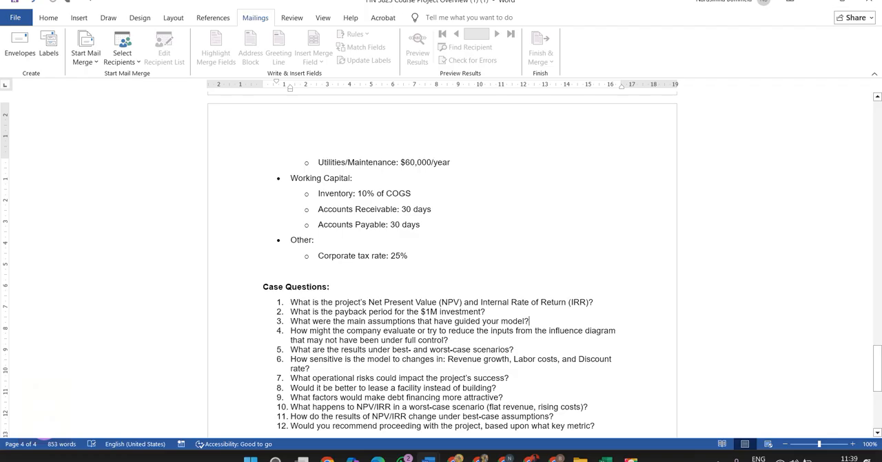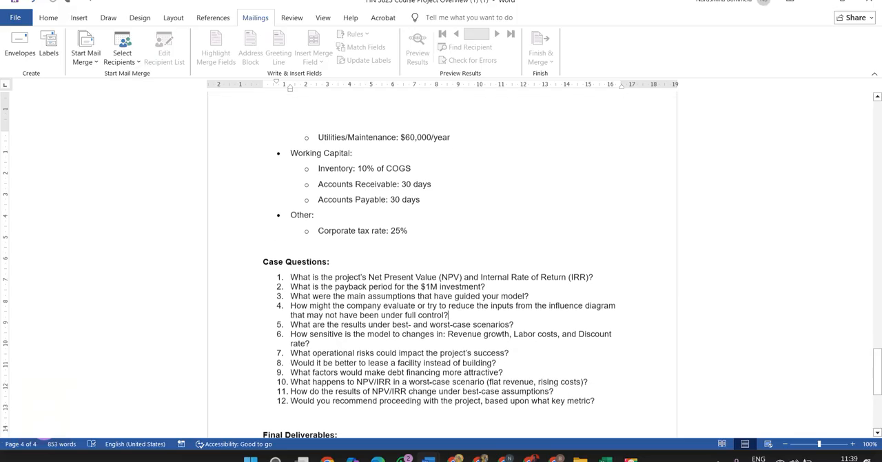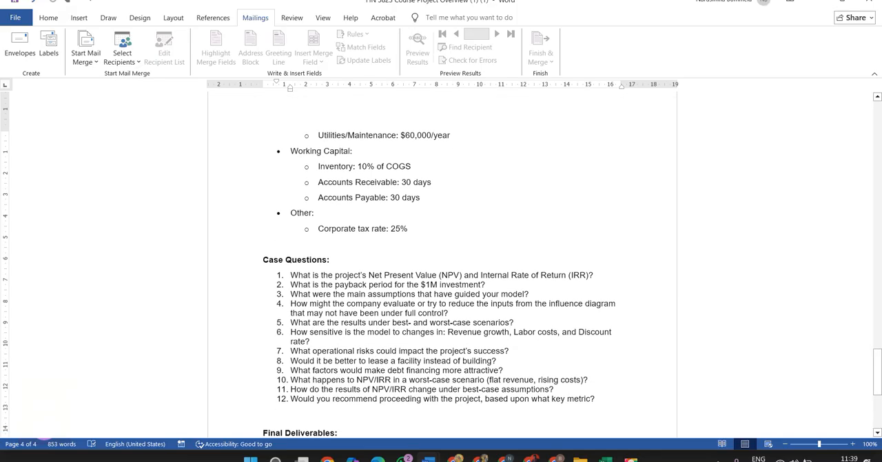Next, how might the company evaluate or try to reduce the inputs from the influence diagram? You do some generic research and work on it. The inputs are usually the influencing factors. If you exclude the unnecessary elements that do not have any impact, then it automatically reduces the unnecessary things on the influence diagram.